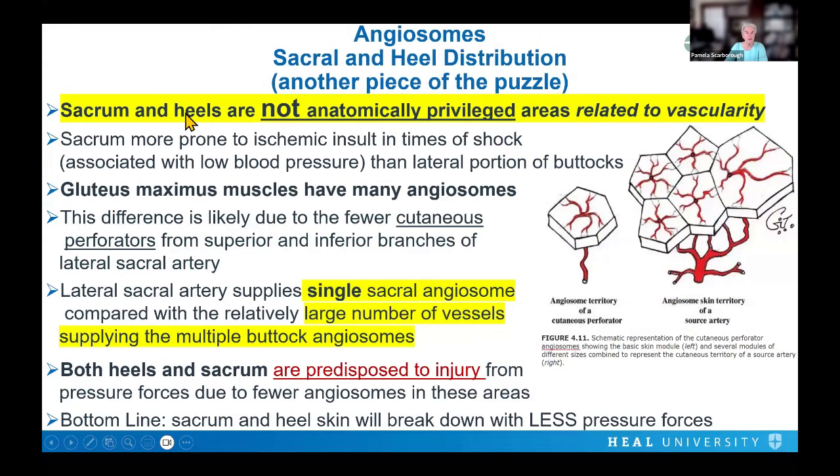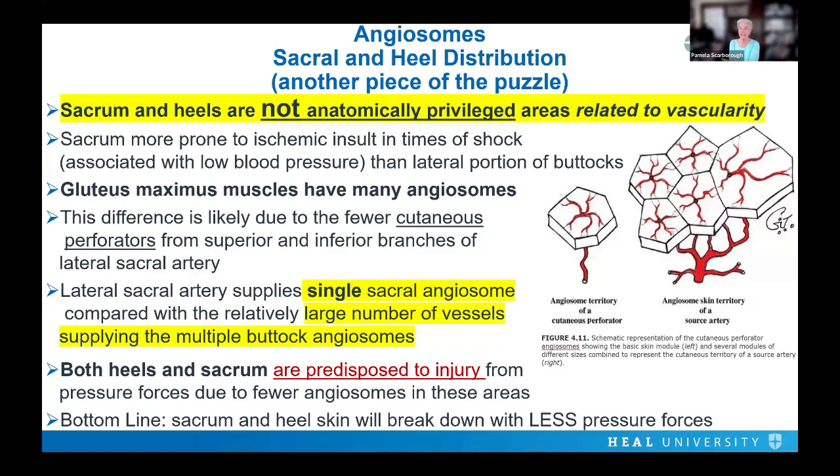So the sacrum, I wanted to mention to you once, I want to say it again. Please hear what I say. The sacrum and the heels are not anatomically privileged areas related to the vascularity. The sacrum is more prone to ischemic insults in times of shock associated with low blood pressure than the lateral portion of the buttocks. The lateral portion of the buttocks has many angiosomes, not so at the sacrum. This is why we get so many hard to heal sacral pressure injuries.